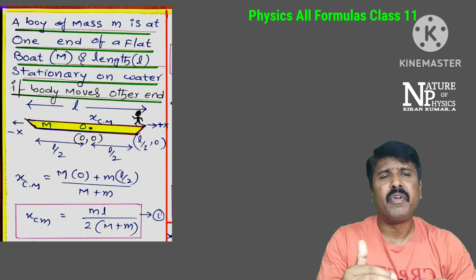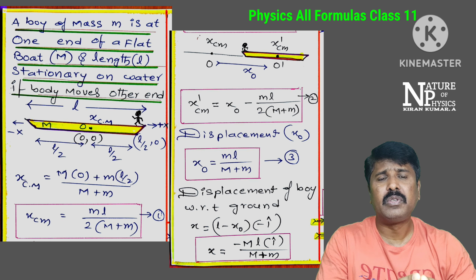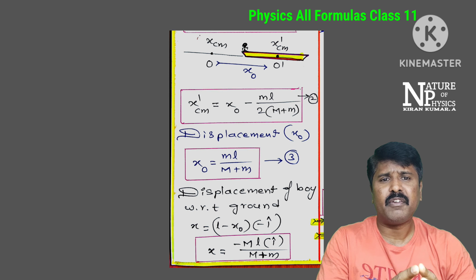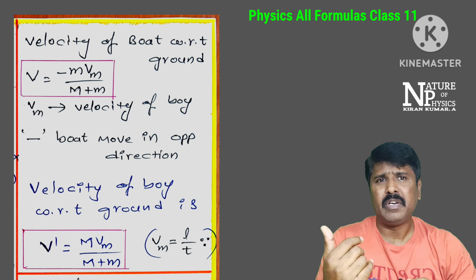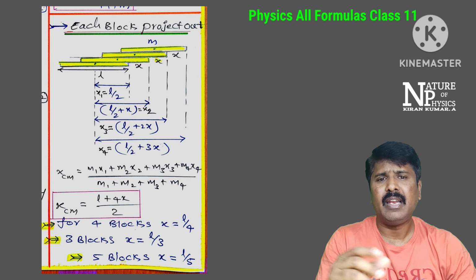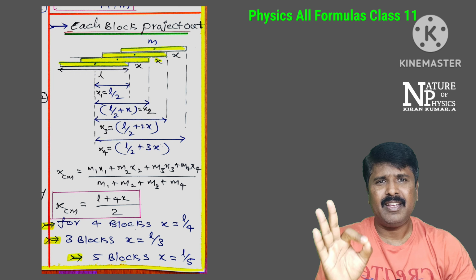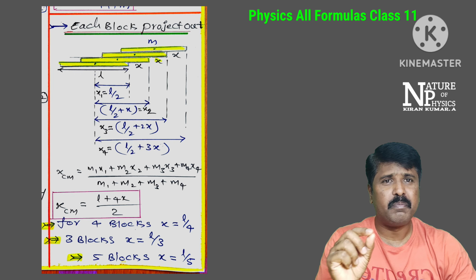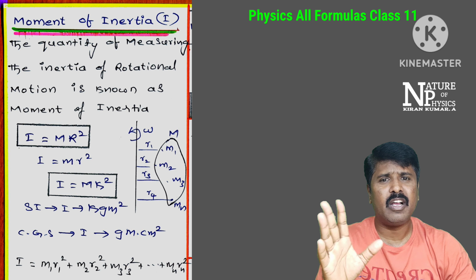A man moving from one end of a boat to the other end of the boat: there is a shift in the center of mass, and x0 is the displacement of the center of mass. There is a velocity, which I clearly gave you, the displacement of the man, and the velocity of the man with respect to the ground, all perfectly given. And block on block, also a clear, perfect diagram, and the basic 4 flanks, with formulas based on that. For 2 and 3 also I gave you.